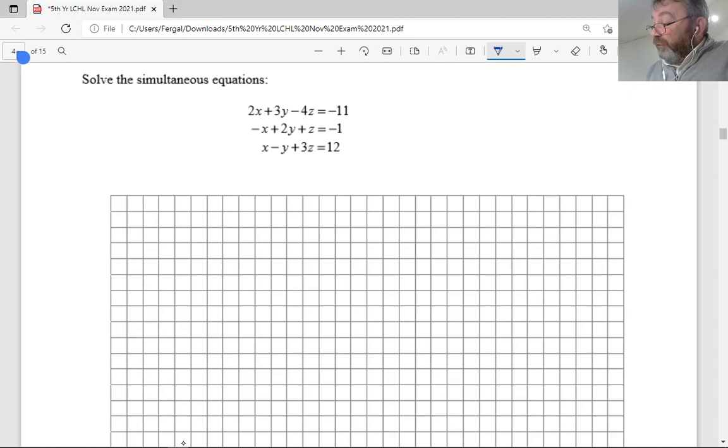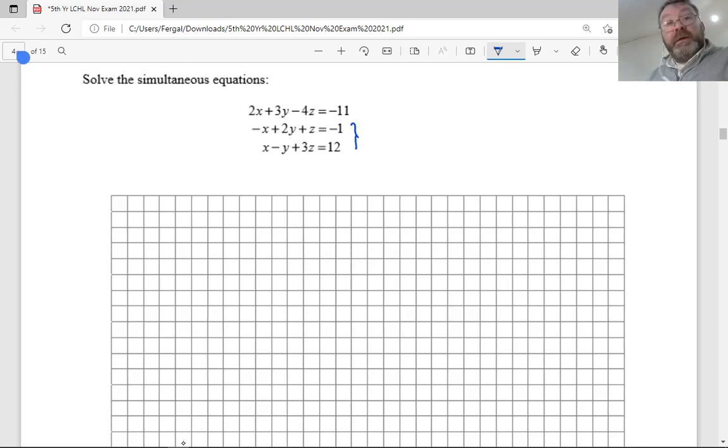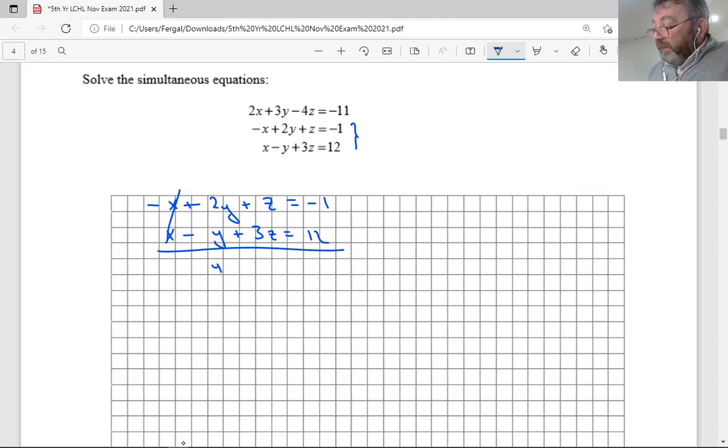So we've got to go through that process. I'm going to take, first of all, the most obvious ones. Take equations 2 and 3. Minus x plus 2y plus z equals minus 1, and then x minus y plus 3z equals 12. And immediately the x's are ready for cancellation. So when you go down the columns, x cancels, 2y minus y is y, z and 3z is 4z, and then 12 minus 1 is 11. So there's equation number 1 that I'm going to use.